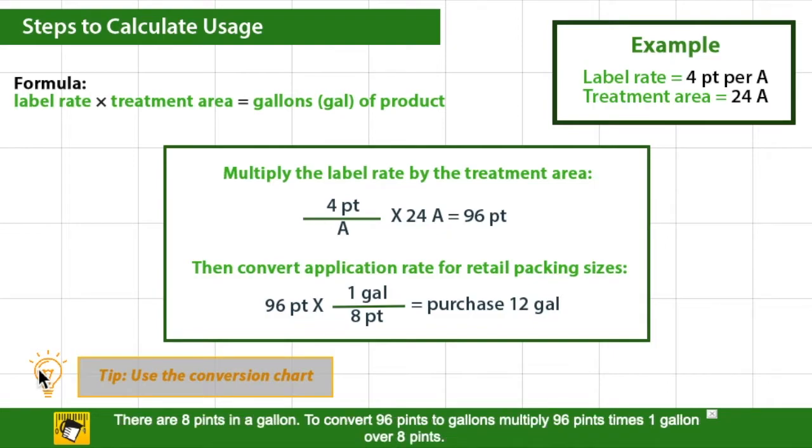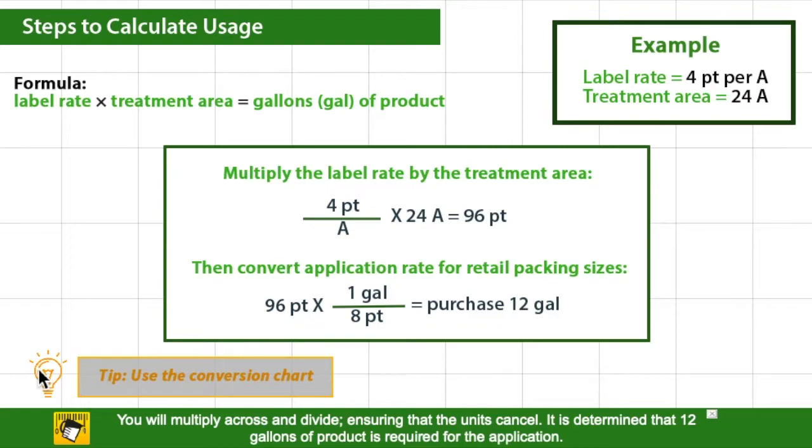There are 8 pints in a gallon. To convert 96 pints to gallons, multiply 96 pints times 1 gallon over 8 pints. You will multiply across and divide, ensuring that the units cancel. It is determined that 12 gallons of product is required for the application.